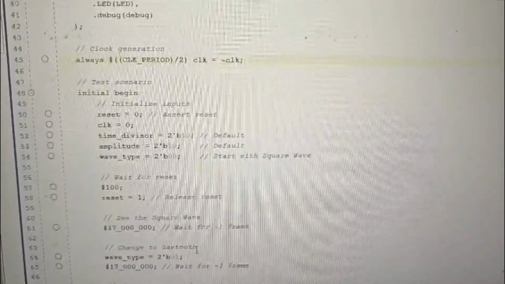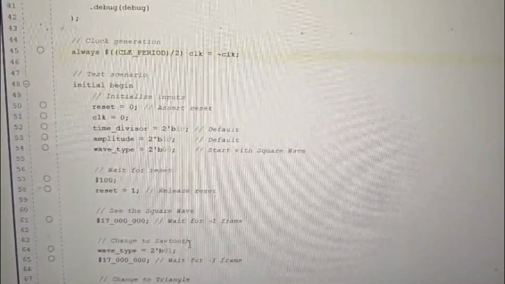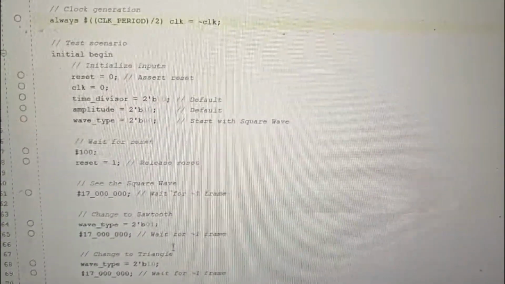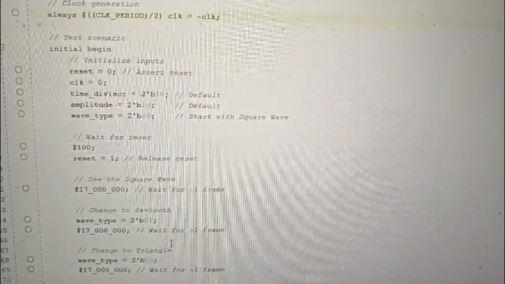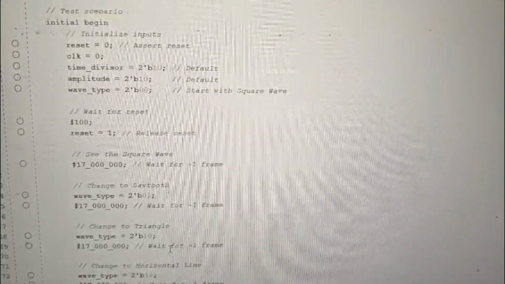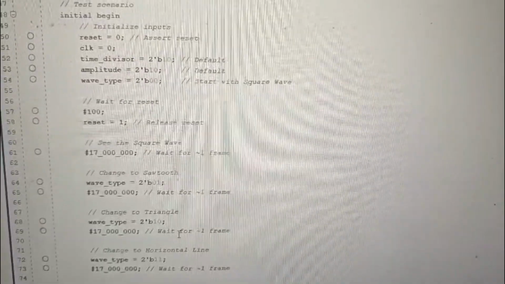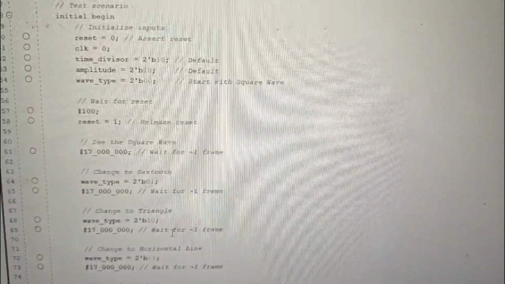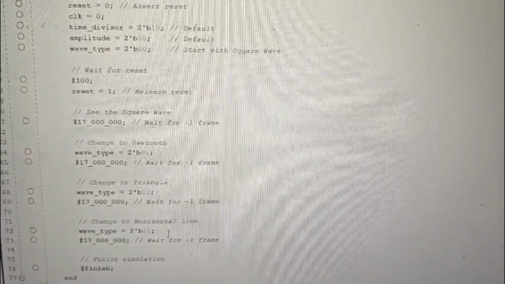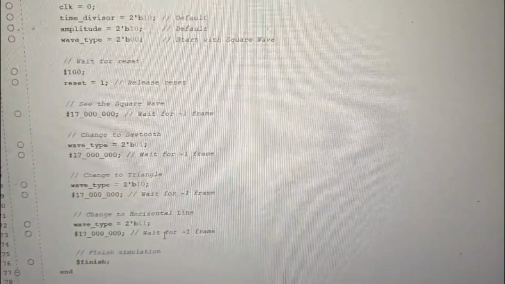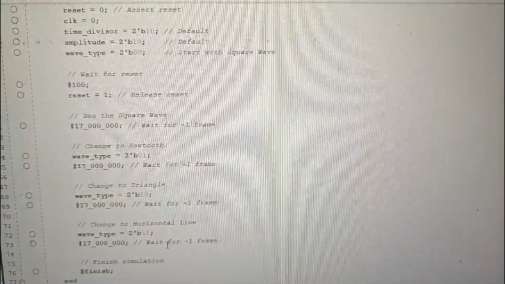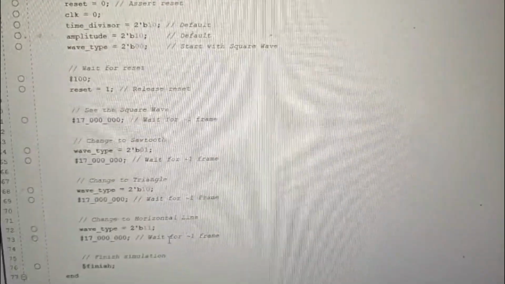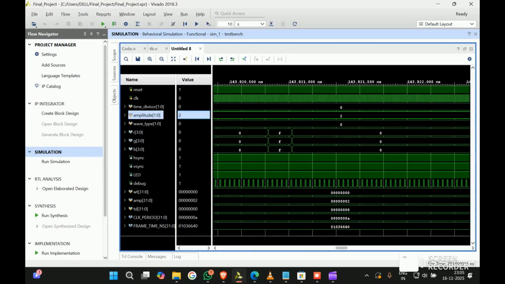While testing, we first initialize the value of reset and clock to 0 and that of wave type to 00. After waiting for a short time, the reset will be set to 1, which means it is deactivated. Then it will display the square wave. Then when the value of wave type changes to 01, it will display the sawtooth. After when the wave type value changes to 10, it will display triangular wave, and when the value of wave type changes to 11, it will display a horizontal line. That is the form that we get from our code and test bench.